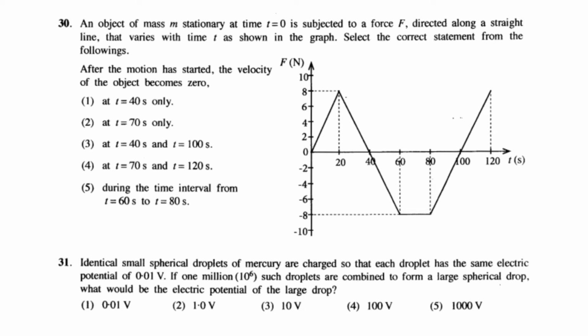Q over 4 pi epsilon naught r is 0.01. Then you get 10 to the power 4 multiplied by 0.01, which is equal to 10 to the power 2 volt. That is 100 volt. Answer is 4. Question number 32.